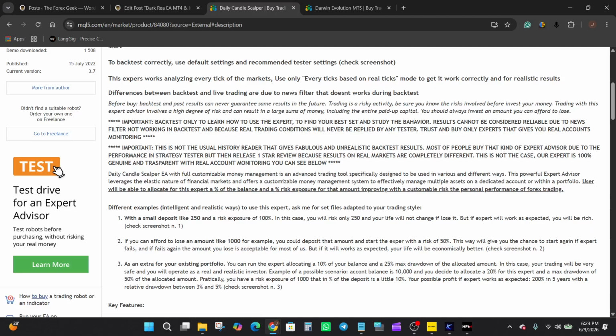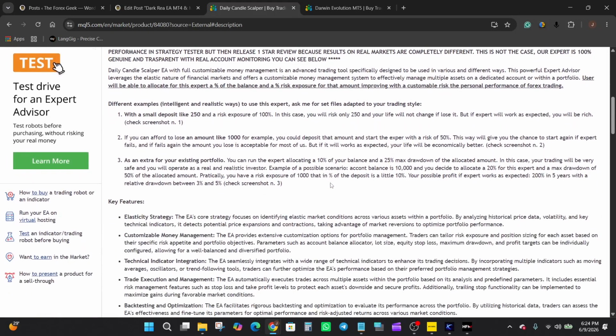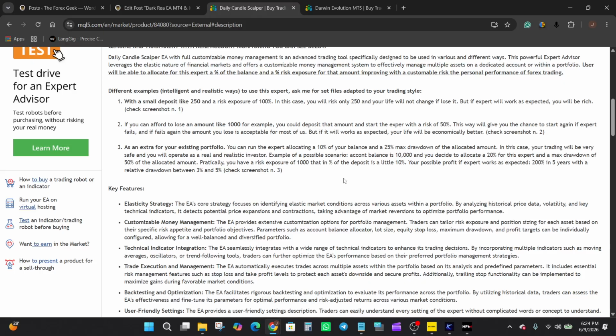It also integrates multiple technical indicators like moving averages, oscillators, and trend-based tools, which are used internally for trade execution decisions. On top of that, it has built-in trade management features like stop loss, take profit, and optional trailing stops.